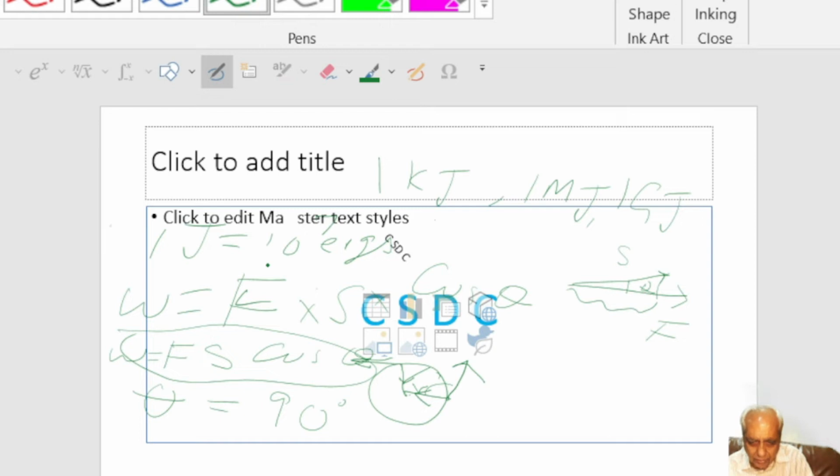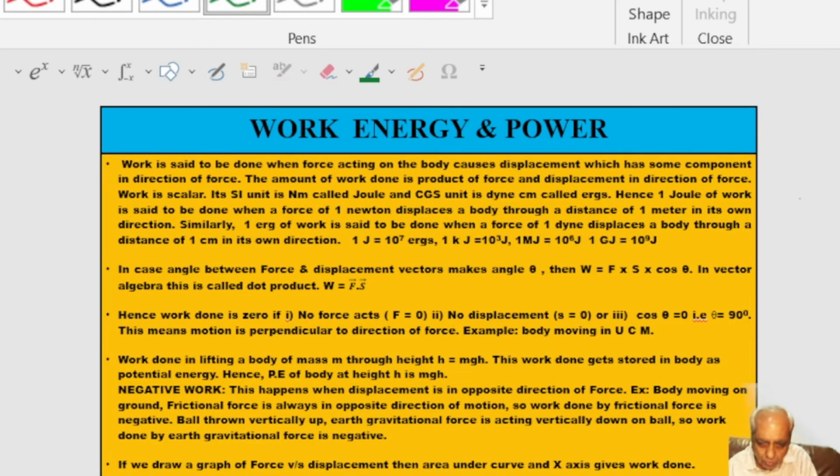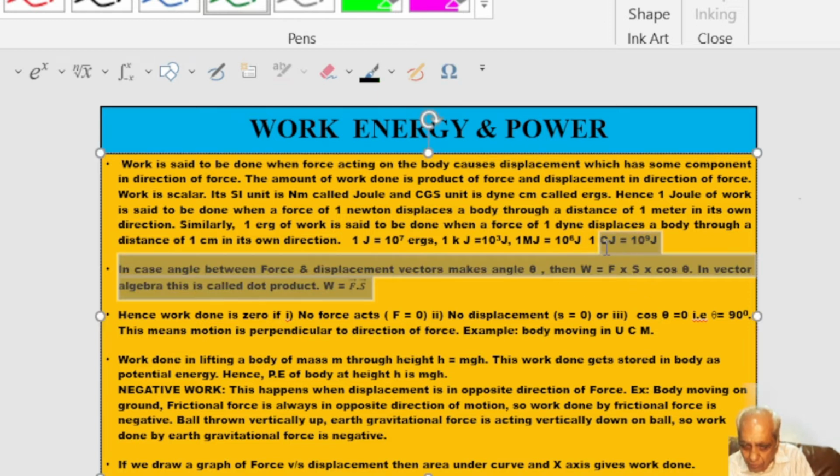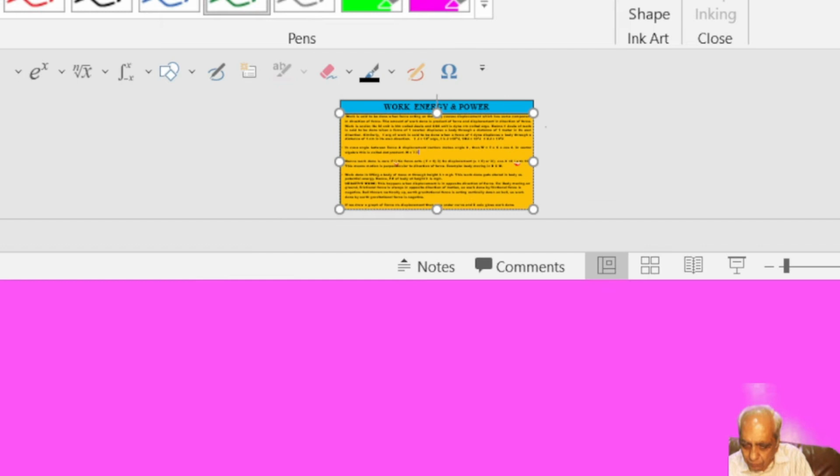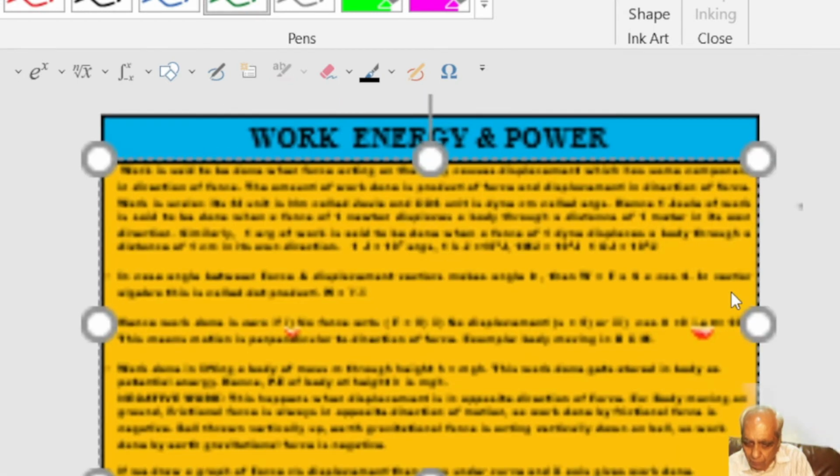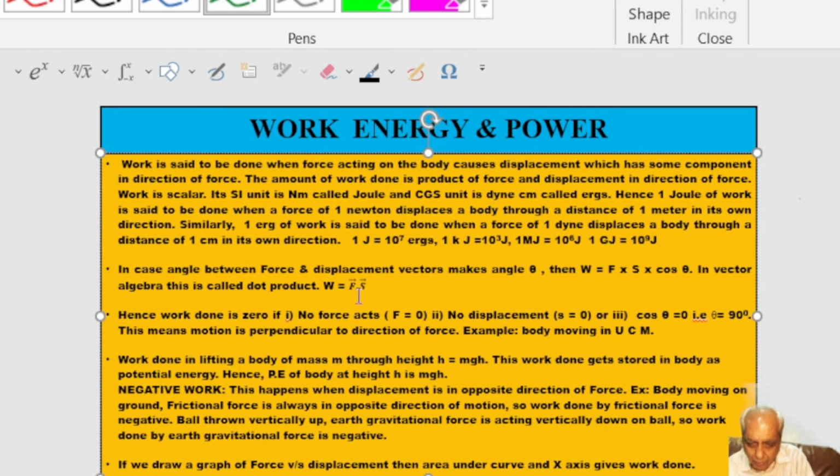Is it alright? So this is how we define work. This is a very important relation which you should learn. W is equal to F cos theta. W is equal to F cos theta. So this is very important. And in vector notation we write W is equal to F bar dot S bar. Dot means dot product.